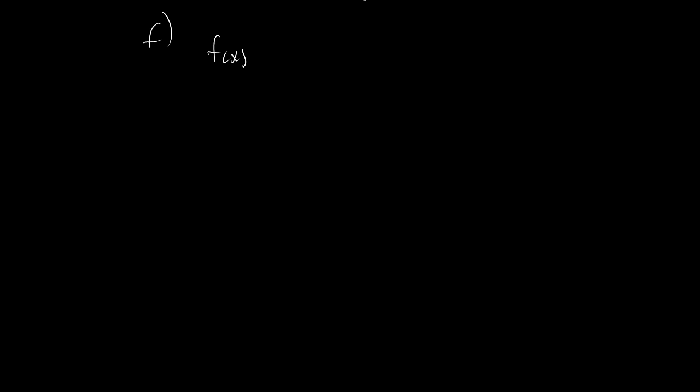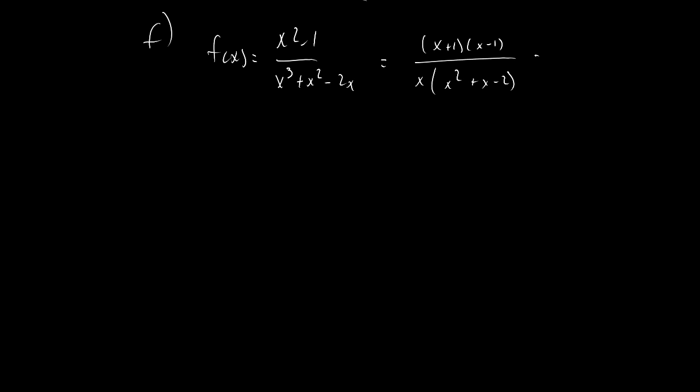So we have f of x is equal to x squared minus 1 all over x cubed plus x squared minus 2x. So pause me, give this one a try, and come on back. So I know the numerator is the difference of two squares. I can pull an x out of my denominator, get x squared plus x minus 2. And I know my numerator stays the same. But my denominator can turn into x plus 2 and x minus 1.